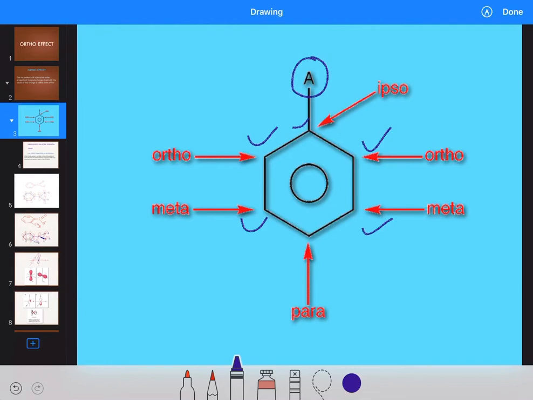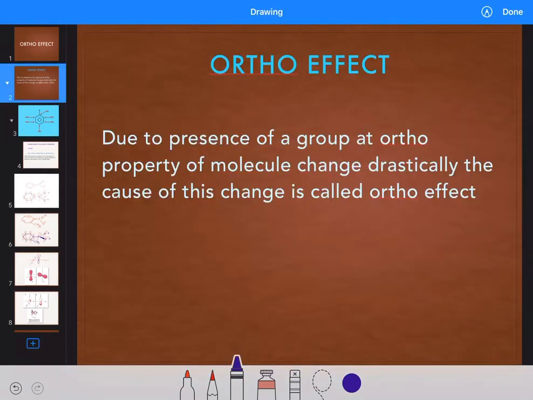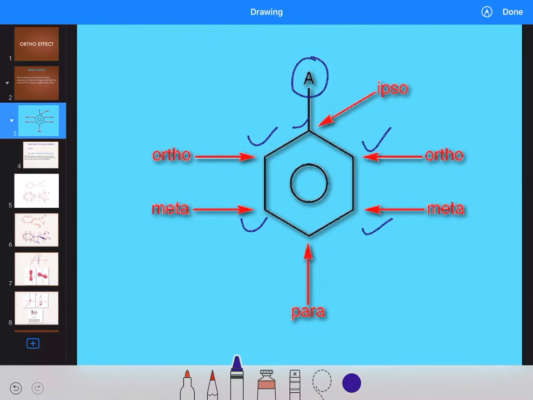Okay. Now see the definition of ortho effect. Due to the presence of a group at ortho, the property of the molecule changes drastically. The cause of this change is called ortho effect. It means if we attach a group at this place, then there will be interaction between these two groups. This interaction will generate an effect due to which the complete properties of the molecule will change.